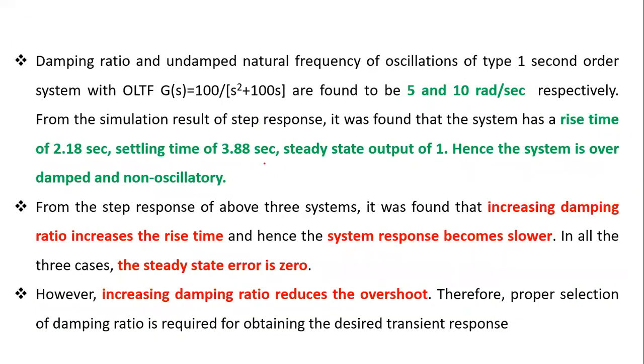And coming to the next case, the third case. The third case open loop transfer function is 100 by S square plus 100S. So for this system, what about the omega n and zeta values? Here the zeta value you are getting is 5 and omega n equal to 10. So it is greater than 1, so it is an overdamped system. In an overdamped system also, we do not have any oscillations. For this overdamped system also, we identified the rise time, settling time, and steady state output. For all the three cases, the steady state error will be 0.